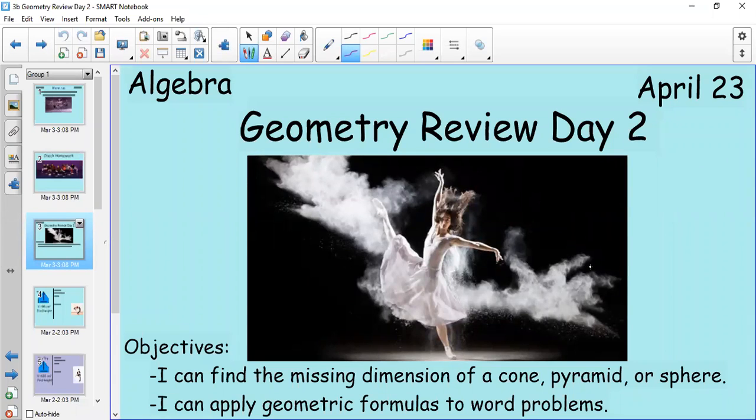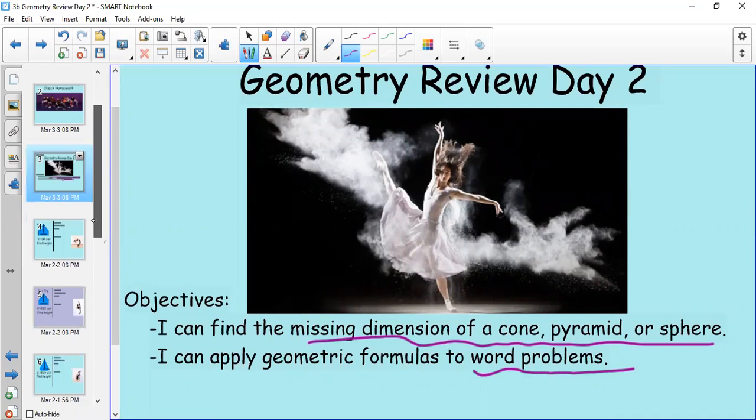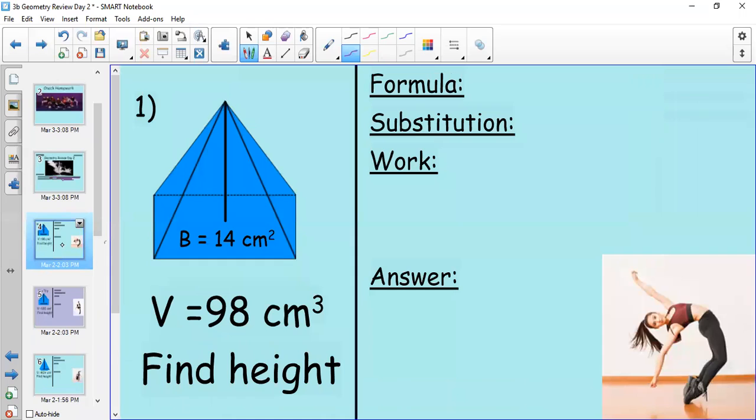We are on day 2 of our geometry review and our focus is on finding missing dimensions of cones, pyramids, or spheres. And second is word problems. Okay, so those are the two topics that we're going to talk about here. First off, we have a pyramid. And again, you will not have to memorize formulas, but we have the formulas on the board in class. So the formula for a pyramid is 1/3 times the base area times the height.